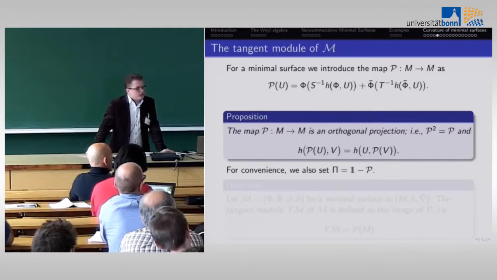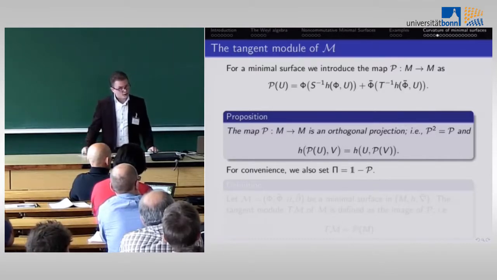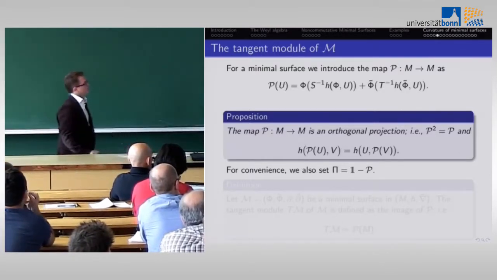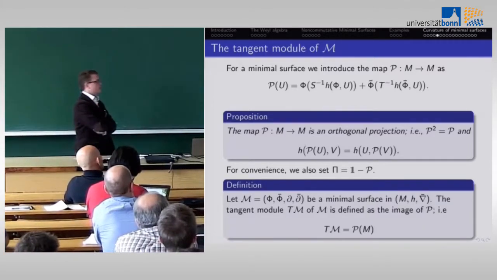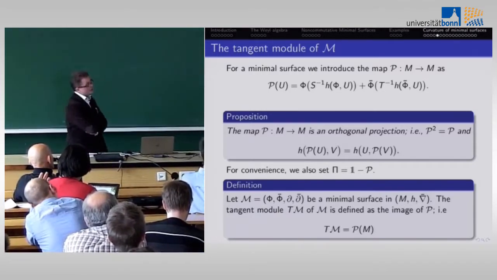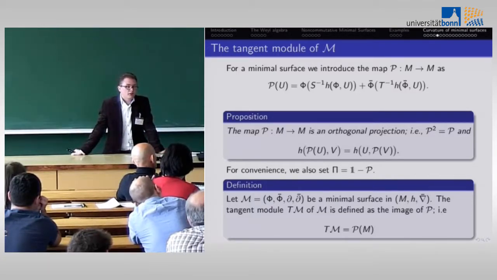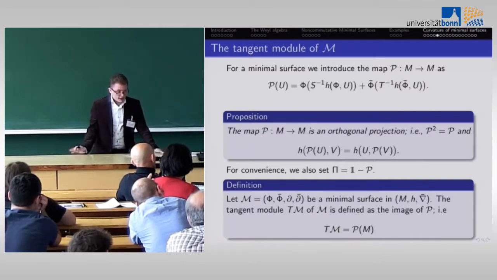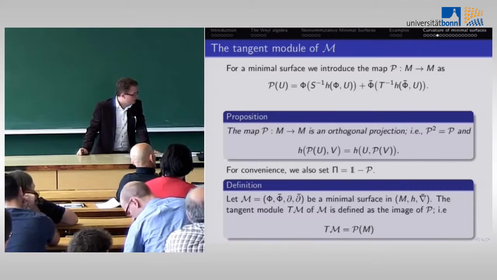And then we also set for convenience, pi is 1 minus P. That is the complementary projection onto the normal space of the manifold, so to speak. And now, for a minimal surface defined by this data, we simply call the image of this projection operator the tangent module or tangent bundle of the minimal surface, in analogy with the geometric expression or geometry in general, right?